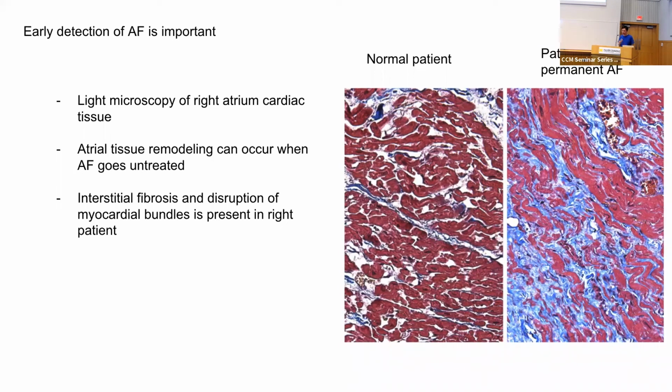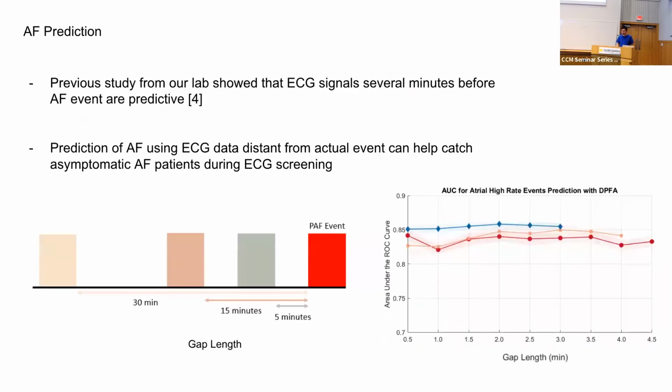Early detection of atrial fibrillation is pretty important. In normal patients, the cardiac tissue can look like that on the left. But after you leave atrial fibrillation going for a long time, the cardiac tissue starts to get fibrosis, and more and more nodes on the heart tissue become potential triggers of atrial fibrillation. And so any ECG prediction, such as some results from our lab previously, that can predict atrial fibrillation can catch asymptomatic patients during ECG screening.